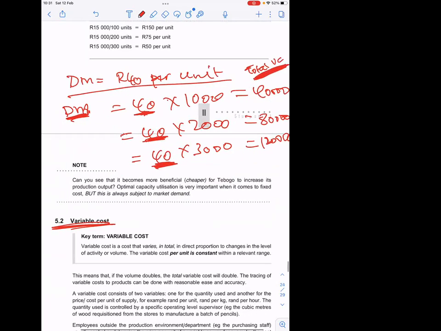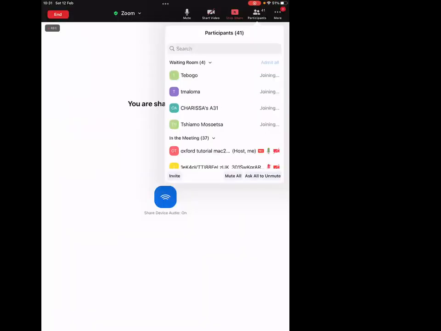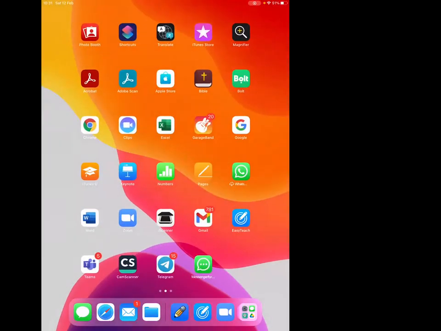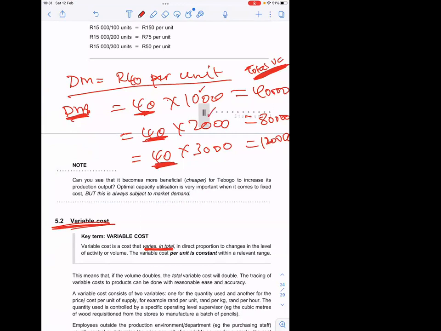Now let's go to the definition then. Variable cost is a cost that varies in total. You see, they put it in italics there. You see it in your assignment. It is a cost that varies in total in direct proportion to changes in the level of output or activity, as a result of changes in output or activity. You see that now, this is the volume. As the volume increases, this cost is increasing.